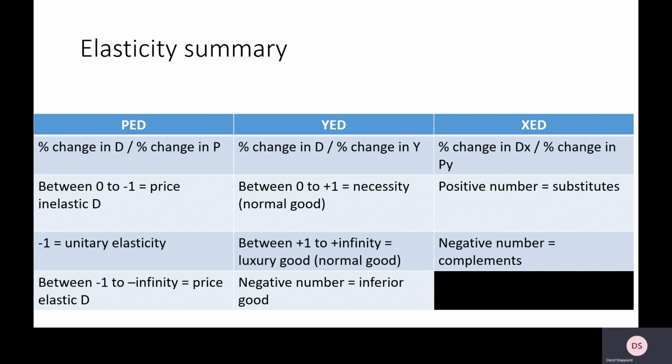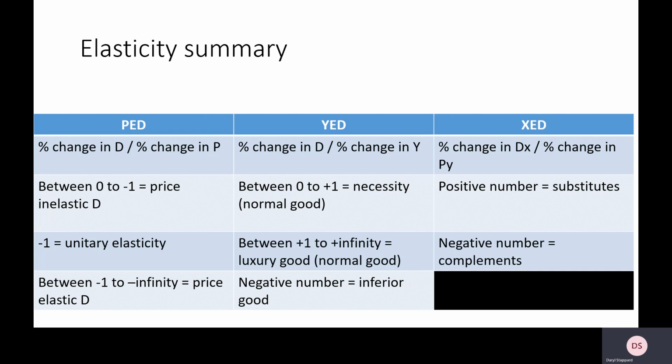The final one, cross ED. Well, you've got the formula there. And what we know from this formula is that a positive number would show us substitutes. So if you increase the price of one good, it will raise the demand for the other good. So Pepsi becomes more expensive. That should lead to a growth in the demand for Coca-Cola.